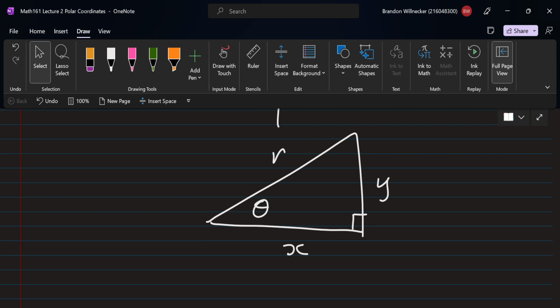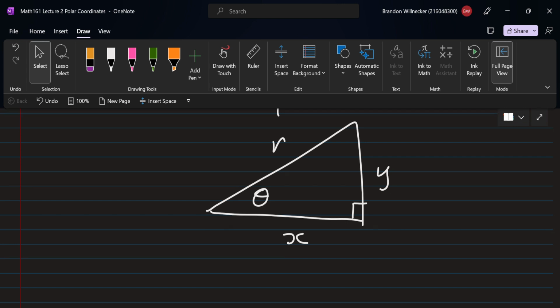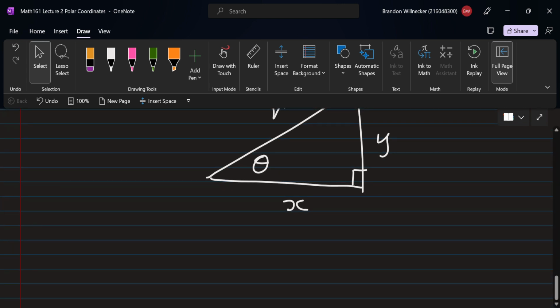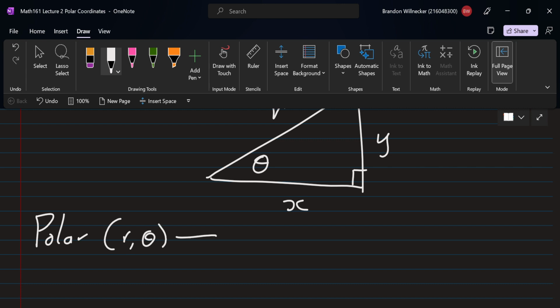Okay, we can solve for x in terms of r and theta. We can solve for y in terms of r and theta. We can also go the other way around. Okay, so let's start off with, given polar, how do we find Cartesian? So polar, that's r and theta. We want to convert to Cartesian, which is x and y. Okay, we want to find how to do that.